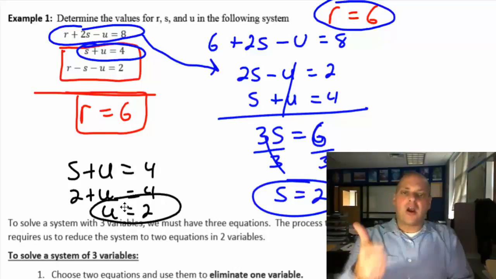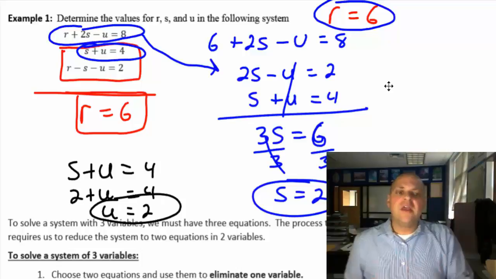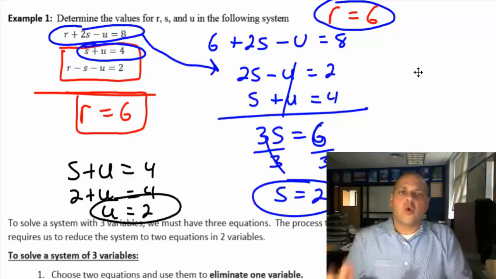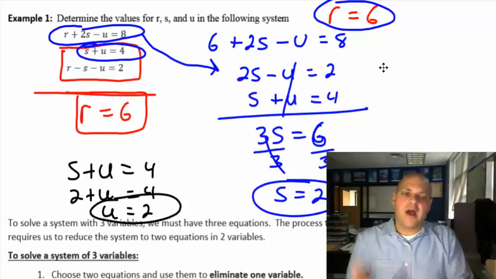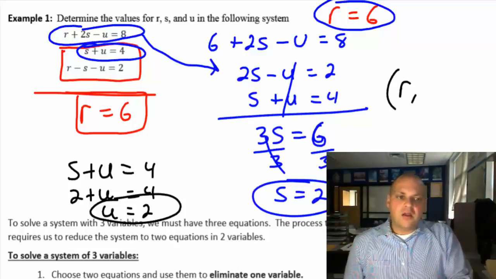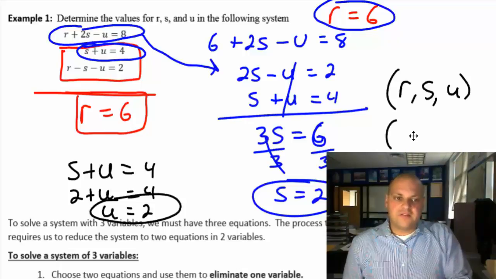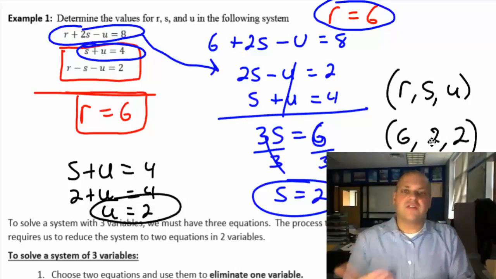I have r, I have s, and I have u, and we're going to write it as a coordinate, except you write x, y, as x comma y. We're going to write r comma s comma u. So r comma s comma u is 6, 2, 2. So the solution is 6, 2, 2.